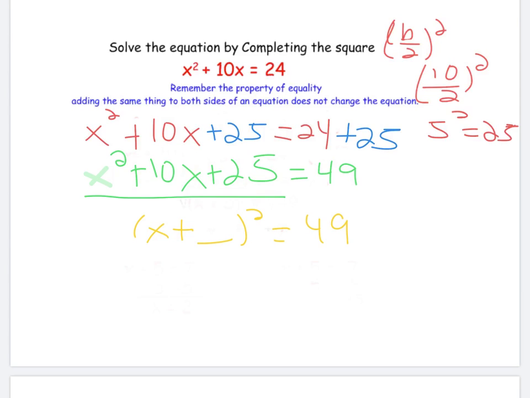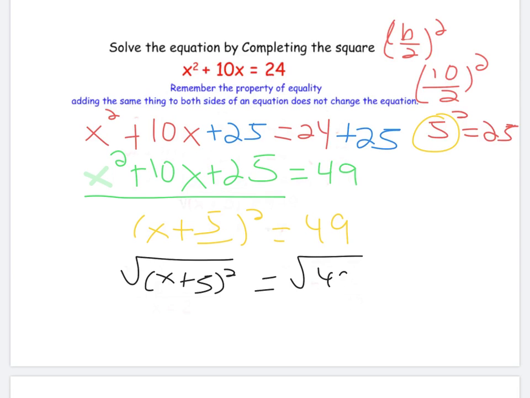Now, where you figure out what that something is, basically what you're putting in here is the number that you squared to get what you added into the original equation. So we squared 5, so it's going to be x plus 5 squared. Now, in order to solve x plus 5 squared equals 49, I have to use the square root method by taking the square root of both sides. So I would want to take the square root of x plus 5 squared, and then I would also want to take the square root of 49.